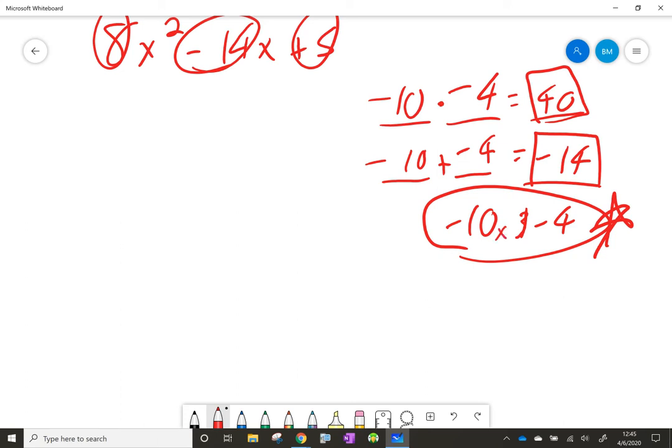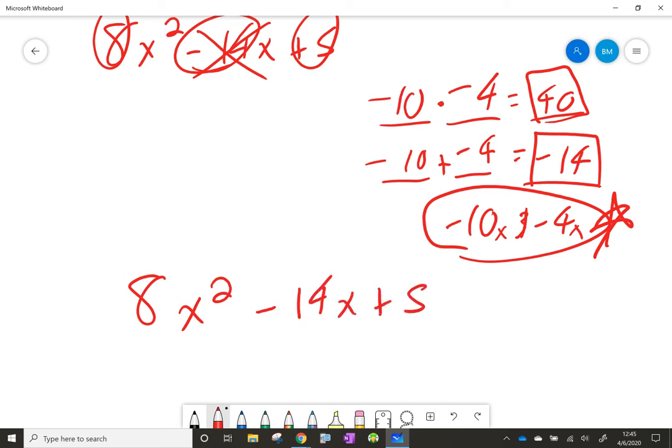We're going to make these numbers x terms, and they're going to replace the original middle x term of 14x. So remember, we had 8x squared minus 14x plus 5 in the beginning. Well, now I'm replacing that minus 14x with the negative 10x and the negative 4x. Okay, so now my polynomial has 4 terms in it instead of just 3. And what do we do when we have 4 terms?